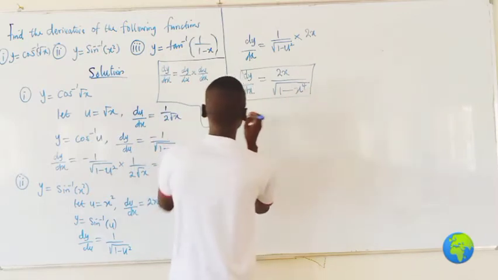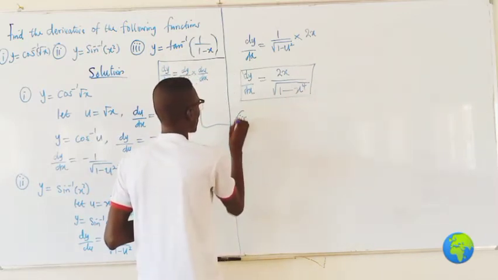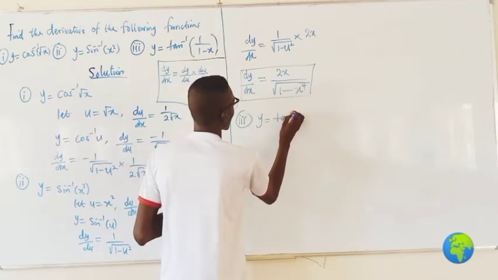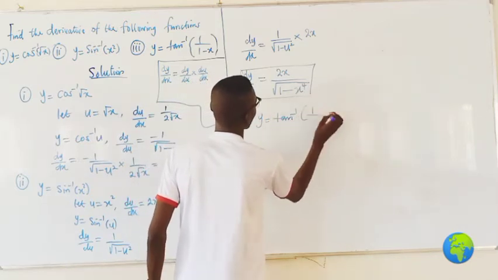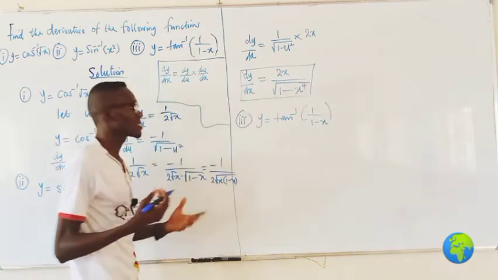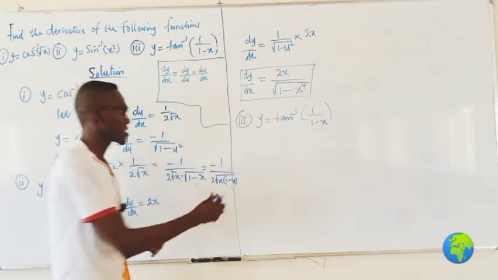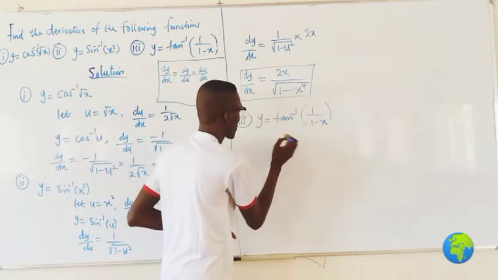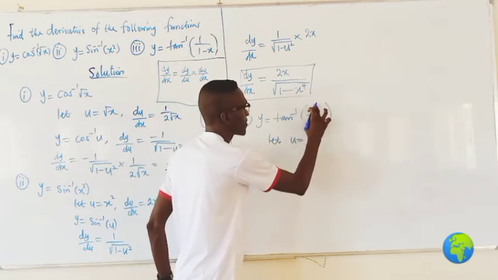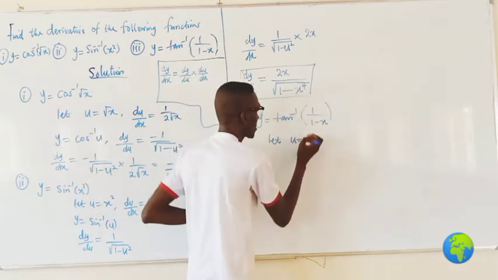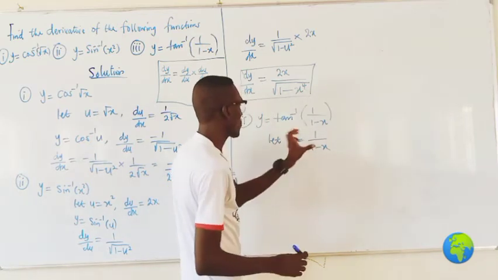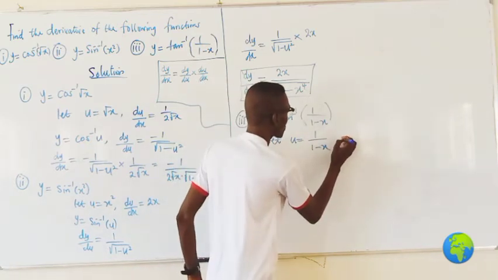So lastly, which is the third question this time around, which says y equals tan inverse of 1 over 1 minus x. This looks a bit complicated, but calm down. We can clear this down. Just normally, you let u equal the function inside the inverse tangent, which is 1 over 1 minus x. What is our du/dx?